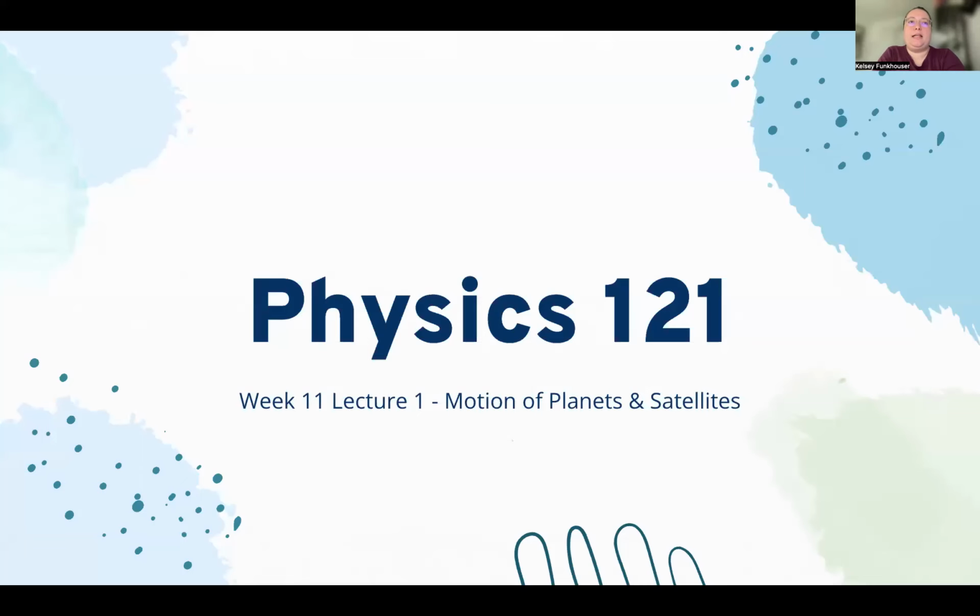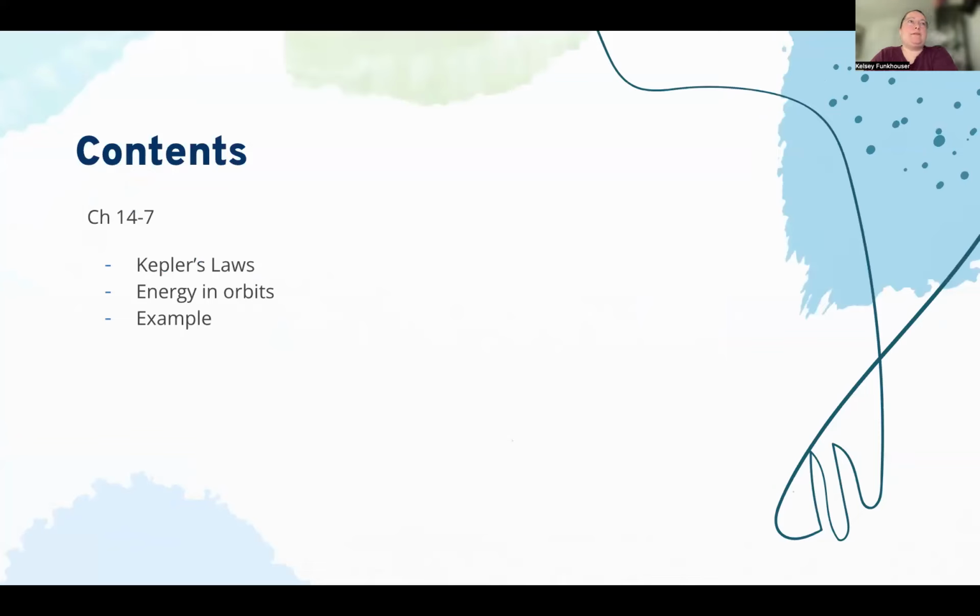Hello, welcome to week 11, lecture one, motion of planets and satellites. This is chapter 14-7. So we're going to cover Kepler's laws, energy and orbits, and then we're going to do an example.